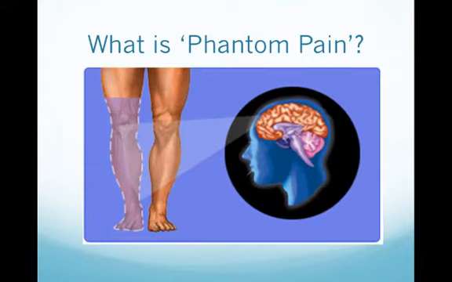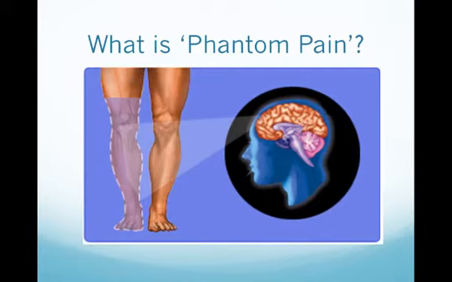So what is phantom pain? Phantom pain occurs after the amputation of a limb. Individuals will perceive sensation or discomfort in the area where their missing limb was located. So if your right arm was removed, then you will experience sensations and discomfort as if you still had your right arm. And it's usually described as knife-like, burning, squeezing, and throbbing.